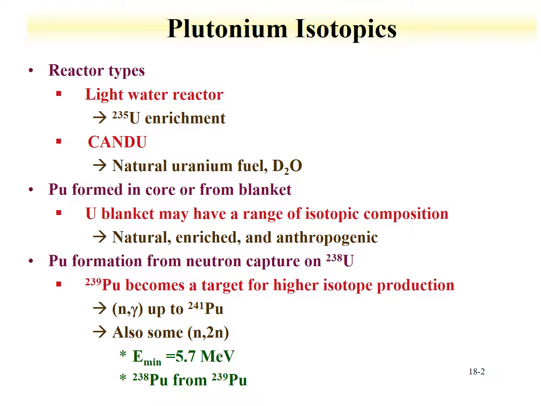So from this we should get an idea that information related to the isotopic ratios of plutonium-238, plutonium-239, plutonium-240, and plutonium-241 can provide information about the reactor type and even the time that that material spent in the reactor.